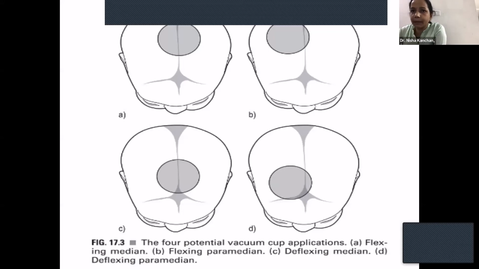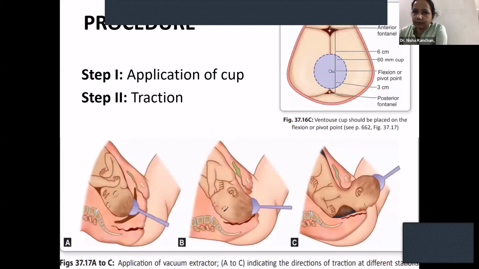Next slide. That's the flexing median application. So, application of the cup: you can see this flexion point. They have applied it about 2 finger breadths behind the anterior fontanelle. And then traction. Traction again should follow your curve of Carus. If it is high, downwards and backwards, horizontal, and then upwards. If it is only at the perineum, horizontal till crowning, and then upwards.